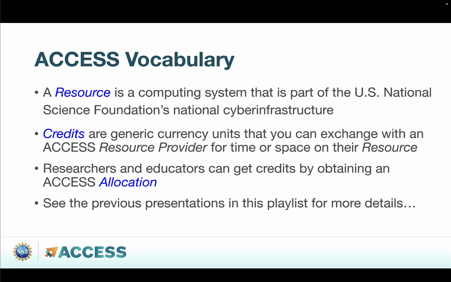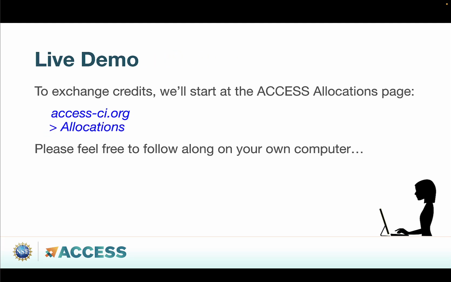For the purposes of this presentation, a resource is a computing system that's part of the U.S. National Science Foundation's National Cyber Infrastructure. Access credits are generic currency units you can exchange with an Access resource provider, or RP, for time and/or space on their resource. Researchers and educators can get credits by requesting an allocation. Please see the previous presentations in this playlist for more details about these topics. Let's see how to exchange credits for time on an Access resource.